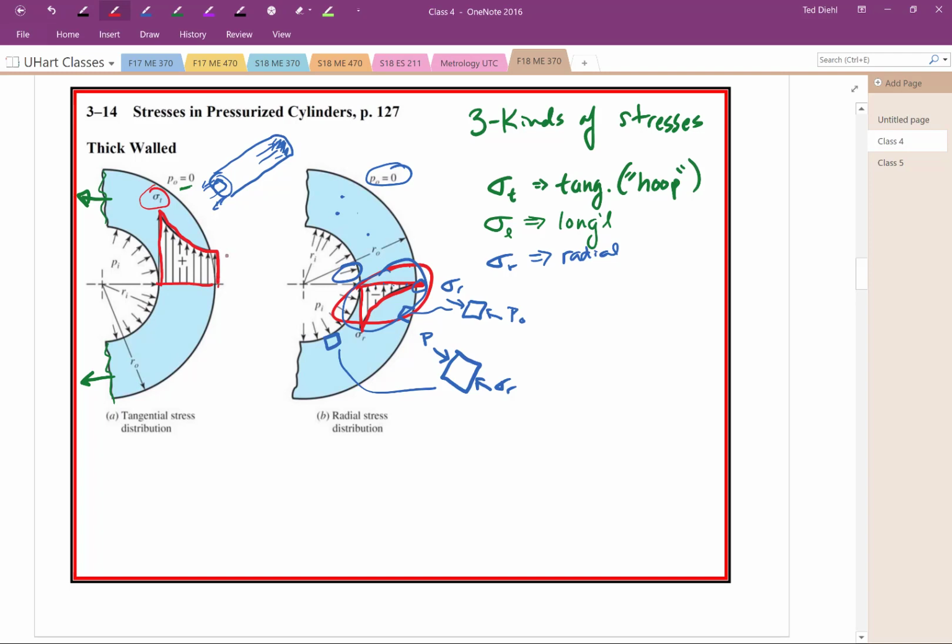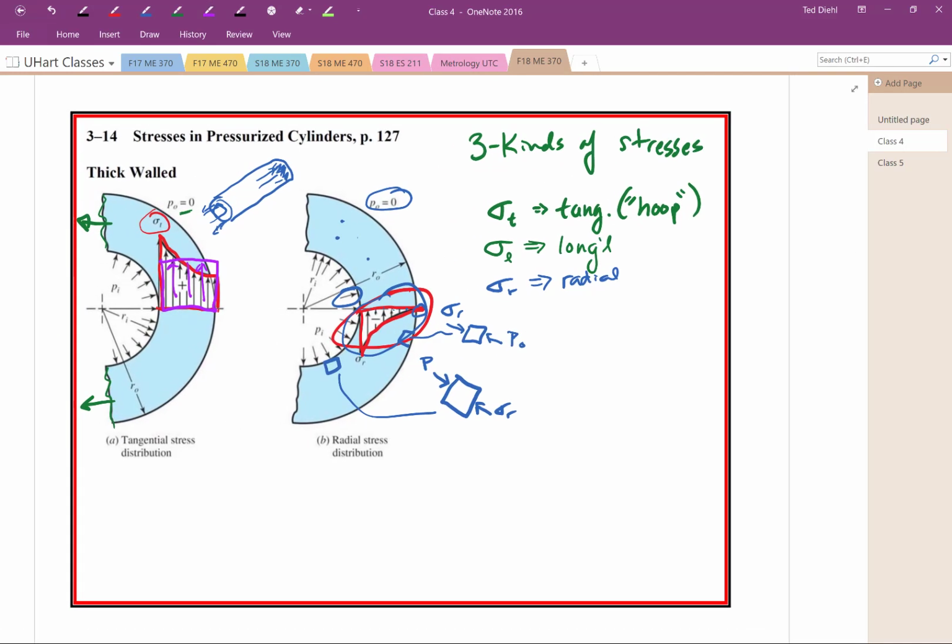Most of the time, and this is sort of forecasting what we're going to do, a lot of times we will just go ahead and take the average stress in the tangential direction. And that's a much simpler equation. So the equations that we would be concerned with here, I guess I'll write along the bottom.